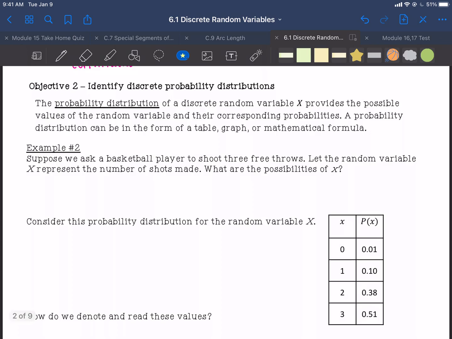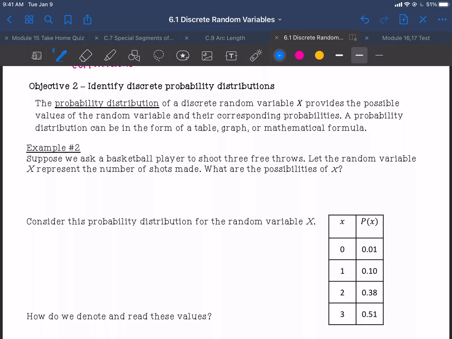All right, our second objective here is identify discrete probability distribution. So the probability distribution of a discrete random variable capital X provides the possible values of the random variable and their corresponding probabilities. A probability distribution can be in the form of a table, graph, or a mathematical formula. So suppose we ask a basketball player to shoot 3 free throws. Let the random variable capital X represent the number of shots made. What are the possibilities of lowercase x?